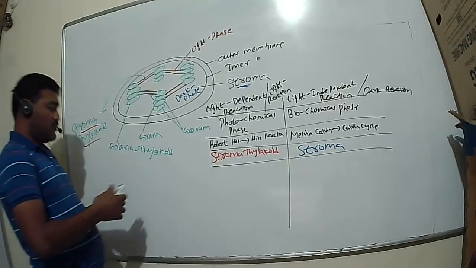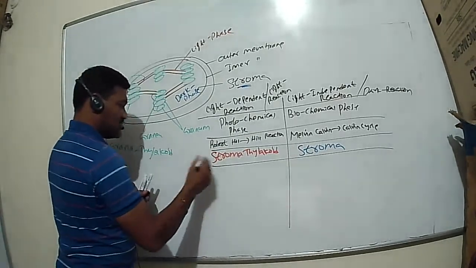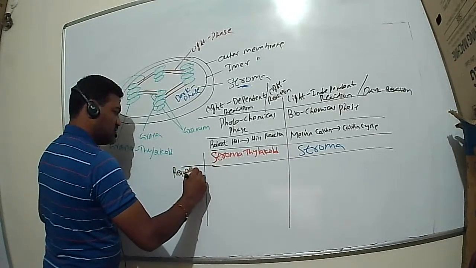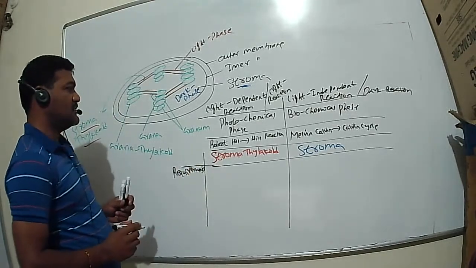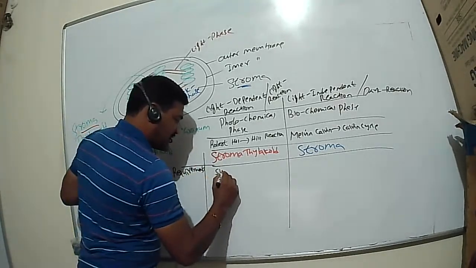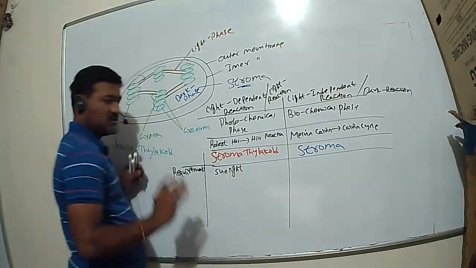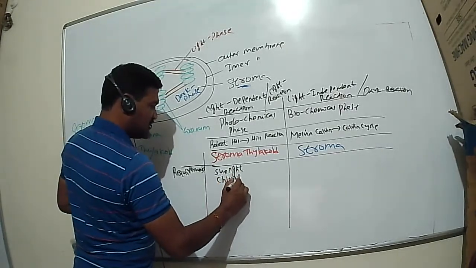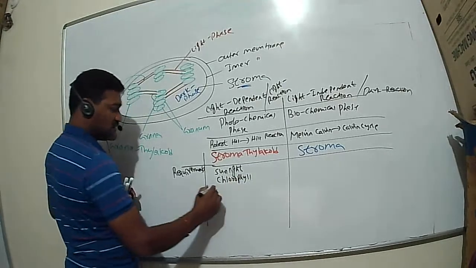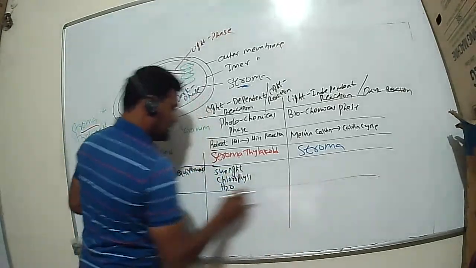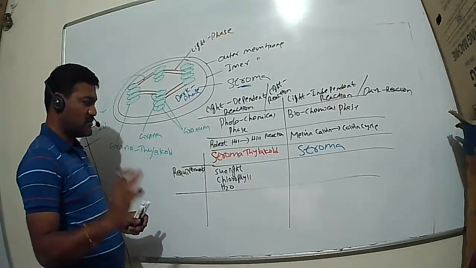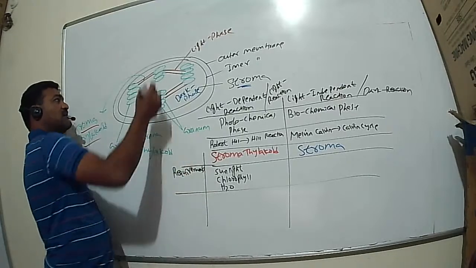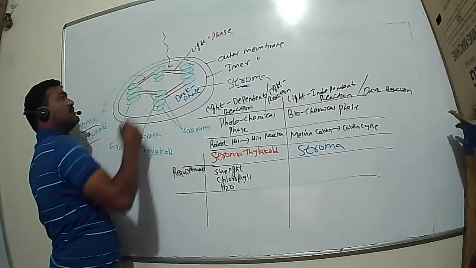Now, what are the requirements for light reaction? Definitely, it requires sunlight. That's very important. Sunlight is required, and it requires chlorophyll pigment. That's already there, and it also requires water. These three are the requirements for light phase: sunlight, chlorophyll, and water.